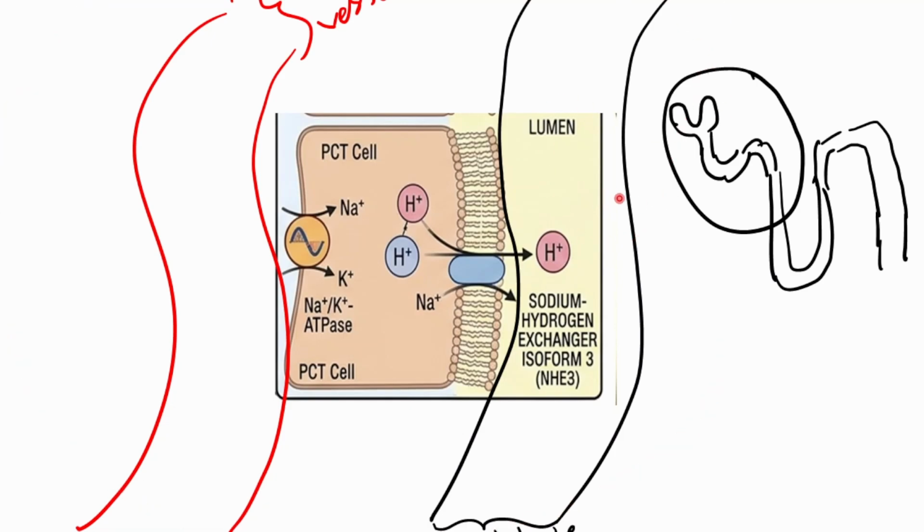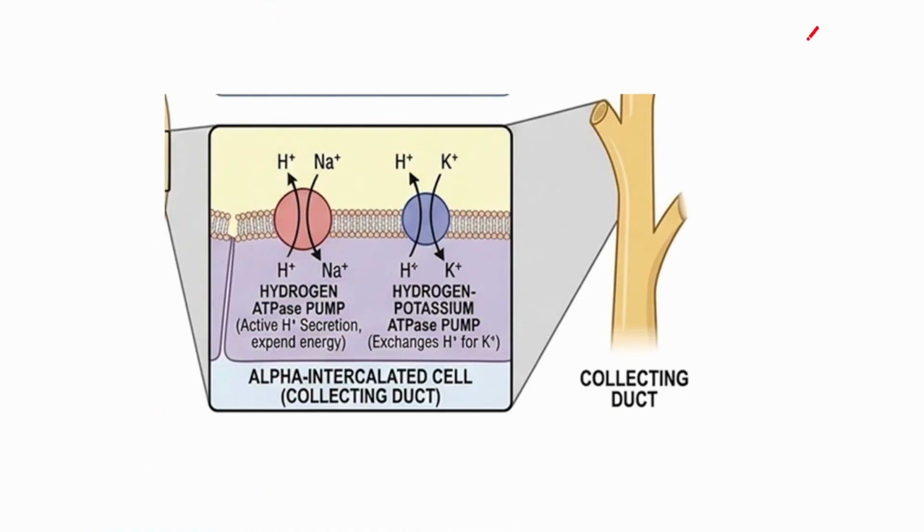And inside the cell, I have taken only one cell, and we locate the sodium hydrogen exchanger isoform 3, or NHE3. Don't worry about the names. Just know that there's a transporter in the PCT cells, and they actively pump hydrogen from the cell to the lumen. And now moving on, we have come to the collecting duct.